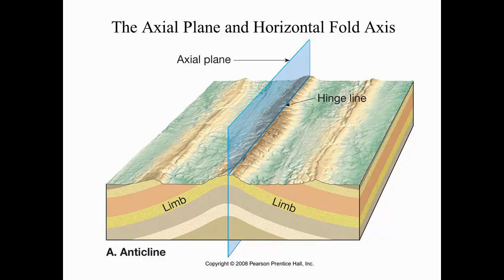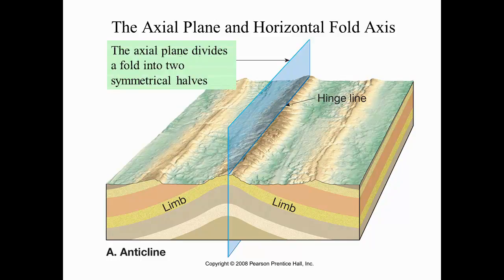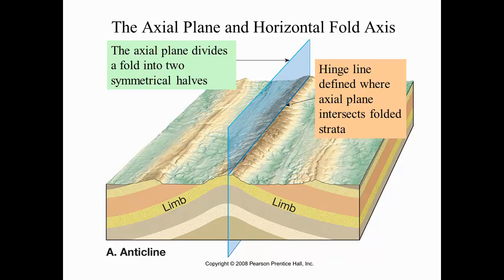Now, we saw before, last time we defined the different parts of a fold. For example, we found that the axial plane is an imaginary plane that divides a fold into two symmetrical halves, so that in cross-section or cutaway view, one side of the axial plane is the mirror image of the other side. And what's more, the hinge line is defined where the axial plane intersects the folded strata.